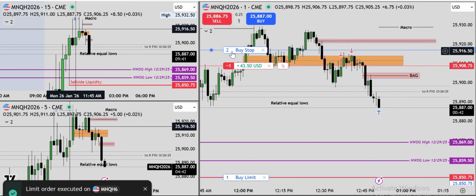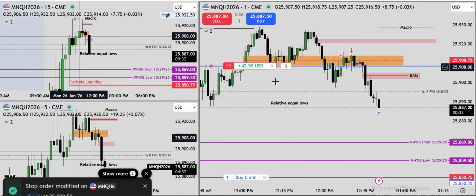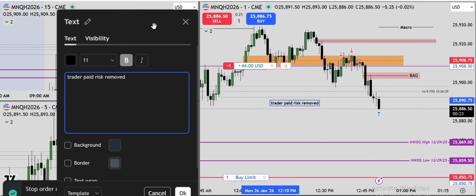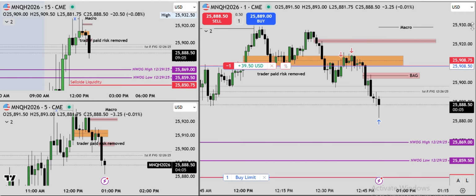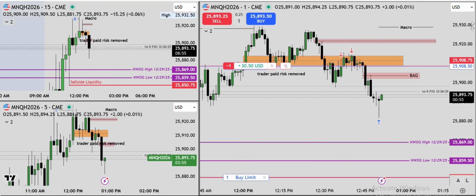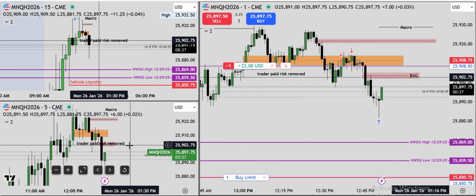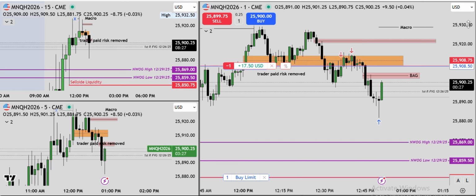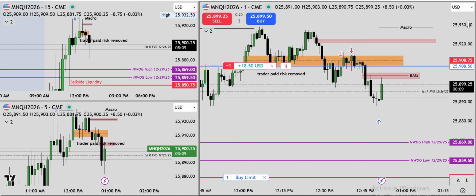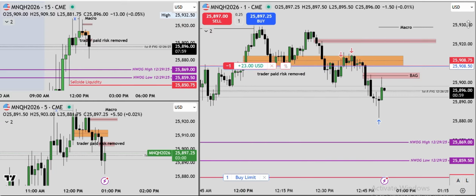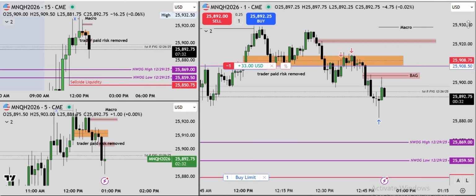Couple of ticks away from those relative equal lows, and there we go. Move my stop to break even, trader paid, risk removed. So regardless of what happens with this trade, I made money. So we're looking to take low-hanging fruit objectives, and if price permits, then maybe we could hit our final target, but it is not necessary.